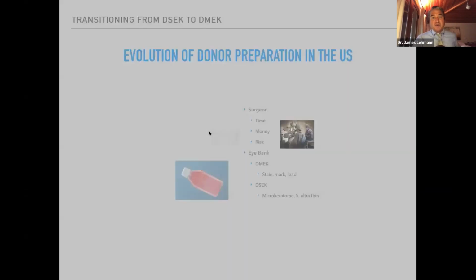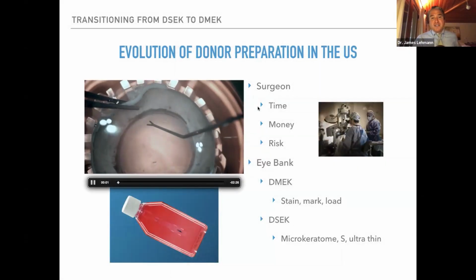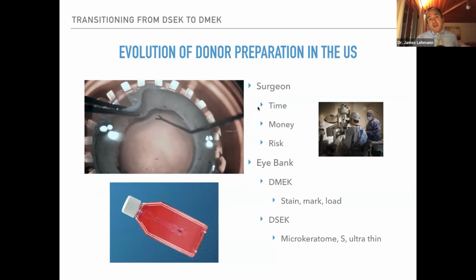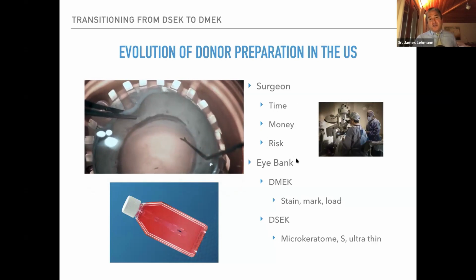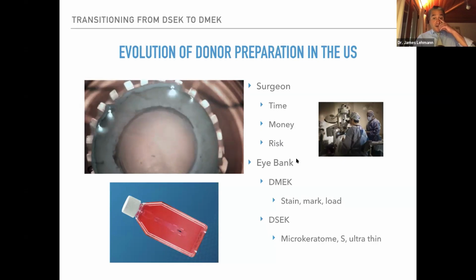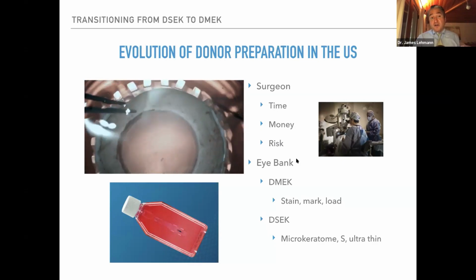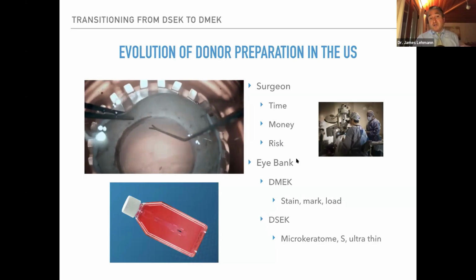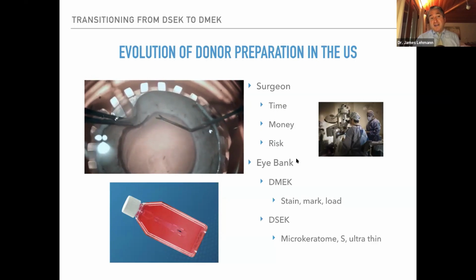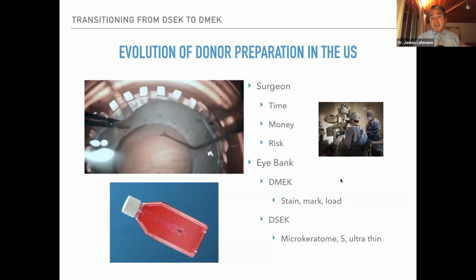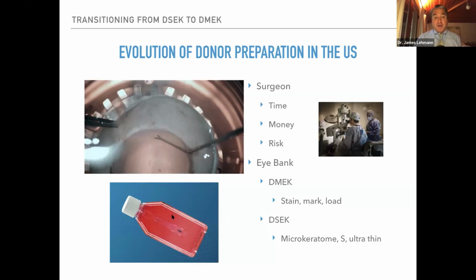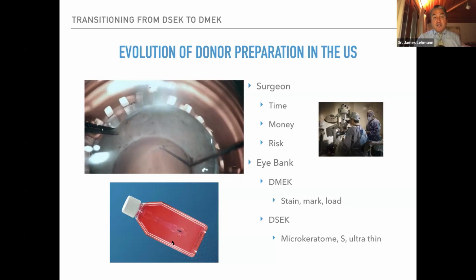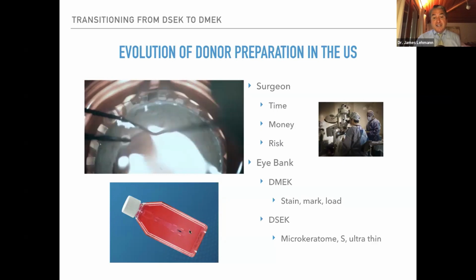So, preparation of the donor. The way that this has evolved in the United States was we first used to do it in the operating room. And I'll zoom in on this video in a little bit. But it's evolved now where the eye banks in the US do it. And the reason for that is because of time, money, and risk. If you tear a donor, you're responsible, or your surgery center is responsible for the payment on that. And that's not the case if the eye bank prepares it. It's evolved even further now where they stain and mark and load it for us. And so now I'm getting my DMEK tissue in this bottom picture here. It's already pre-stained in a glass cannula.